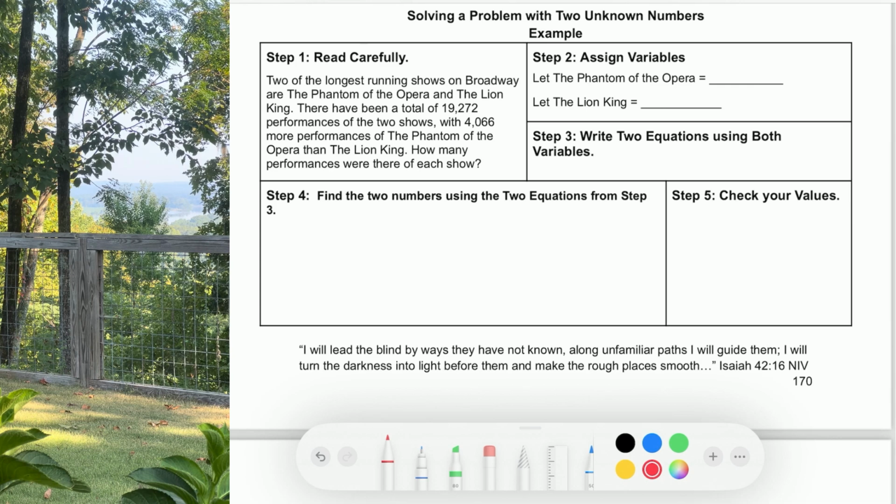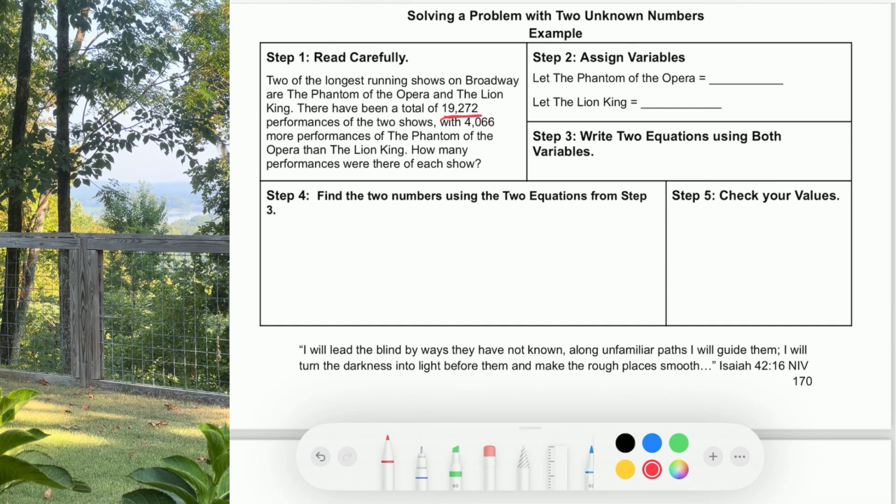Step 1 in this first problem, read carefully. 2 of the longest running shows on Broadway are The Phantom of the Opera and The Lion King. There have been a total of 19,272 performances of the 2 shows, with 4,066 more performances of The Phantom of the Opera than The Lion King. How many performances were there of each show?